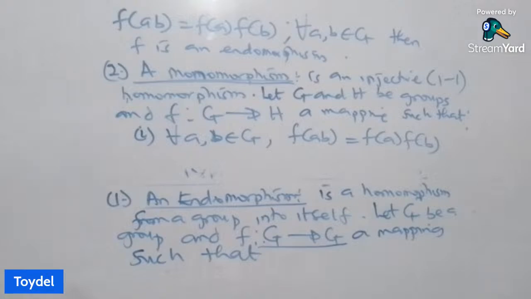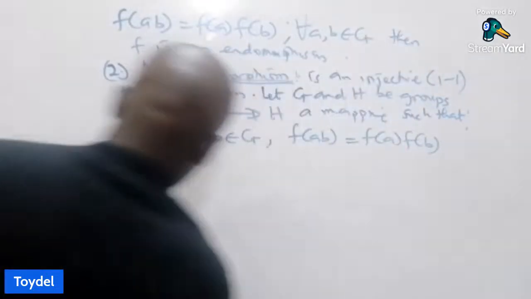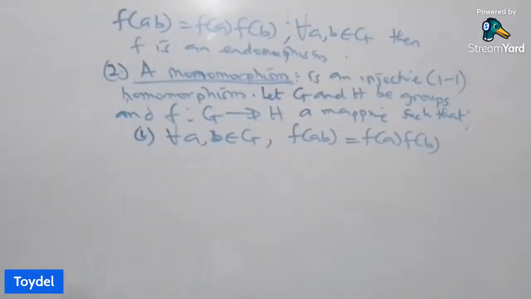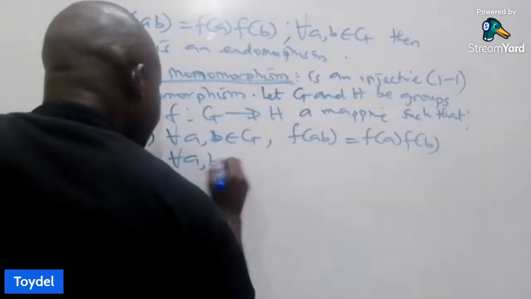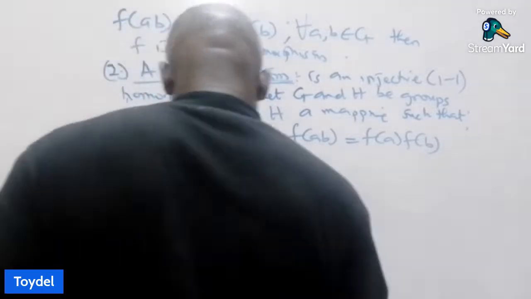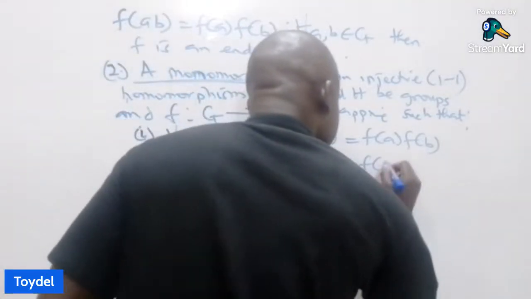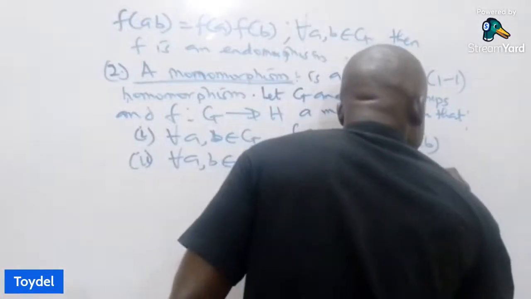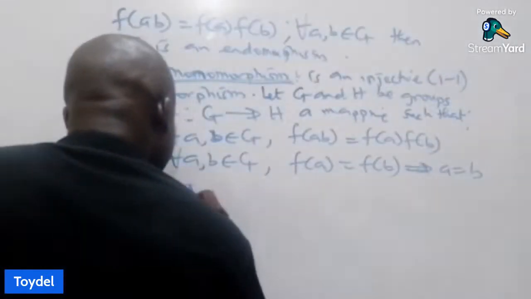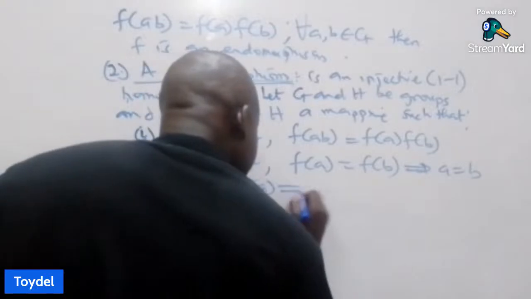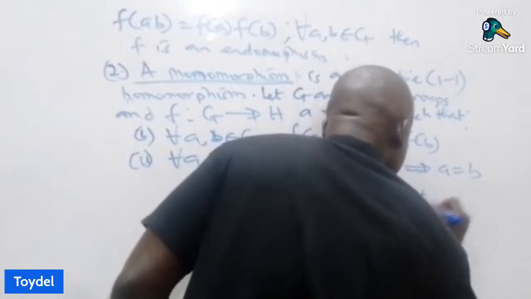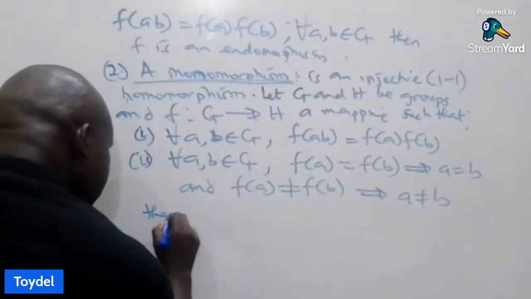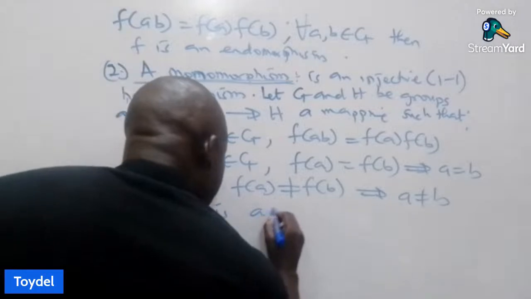That is the first condition under monomorphism. That is, we want to talk about one-to-one. That's the first condition. Then the second one simply means that for all a, b that belong to G, if f(a) = f(b), because this is a one-to-one arrangement, this implies that a = b. And if a is not equal to b, then f(a) is not equal to f(b). So then we say f is a monomorphism.